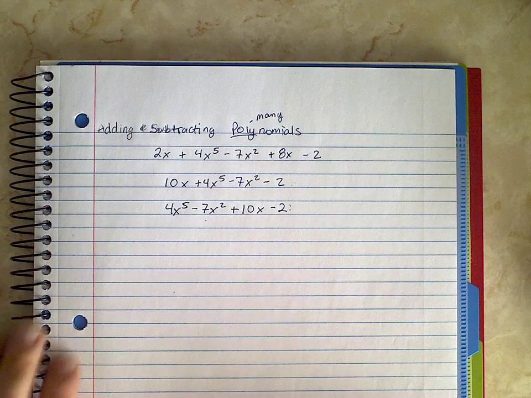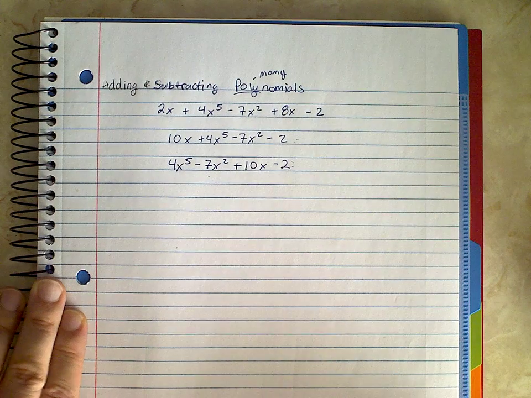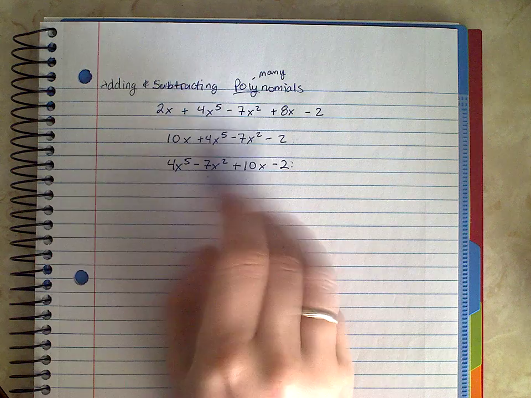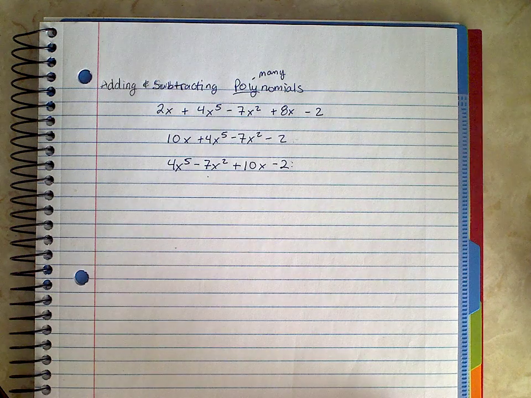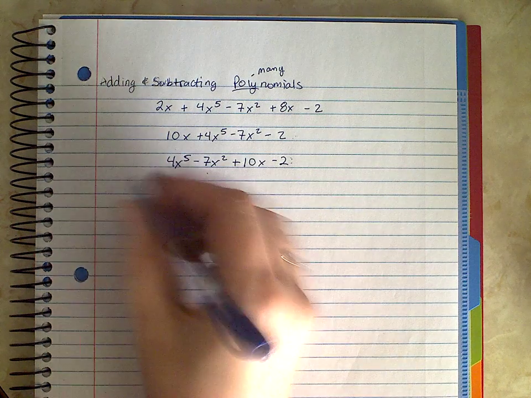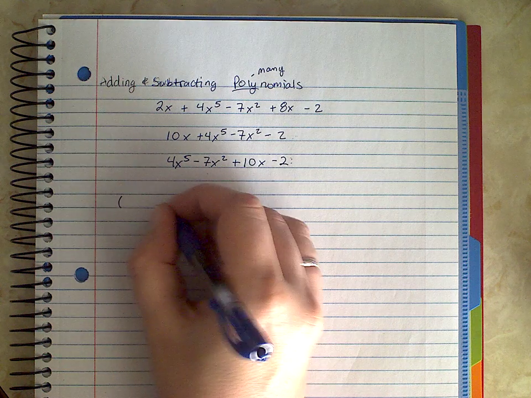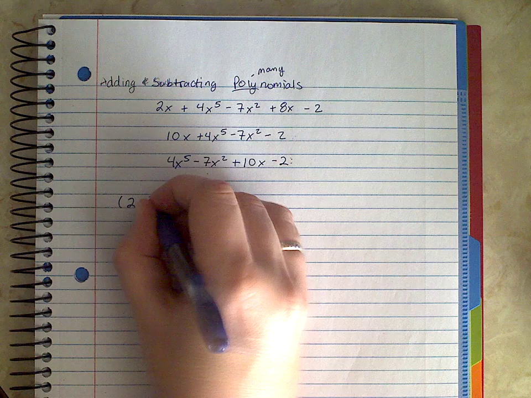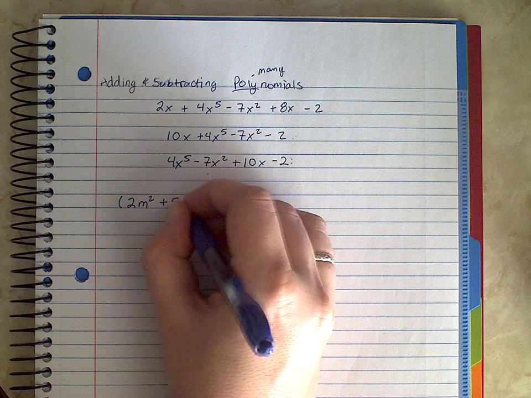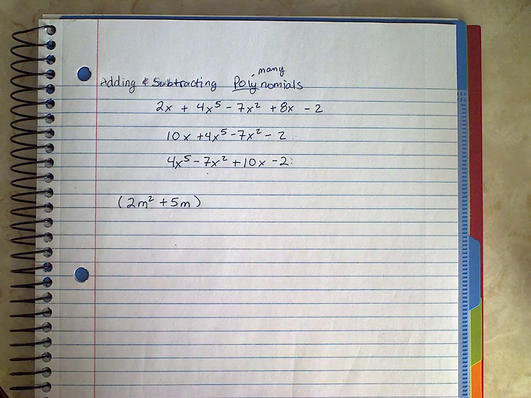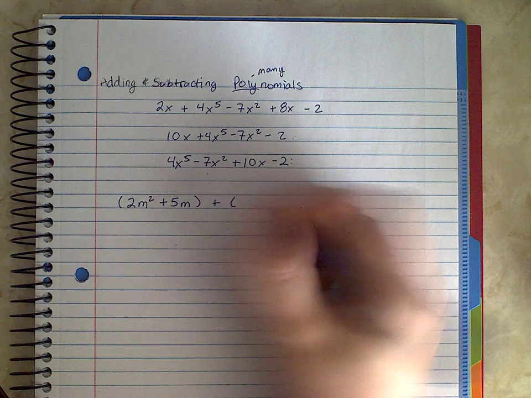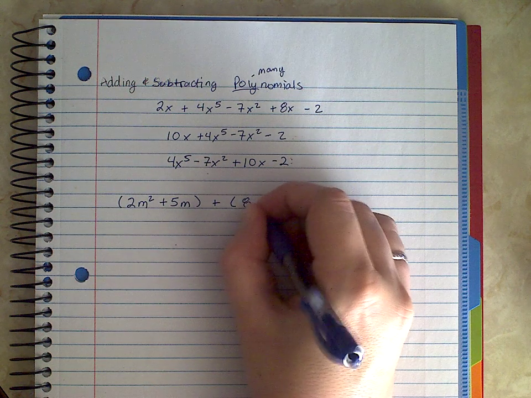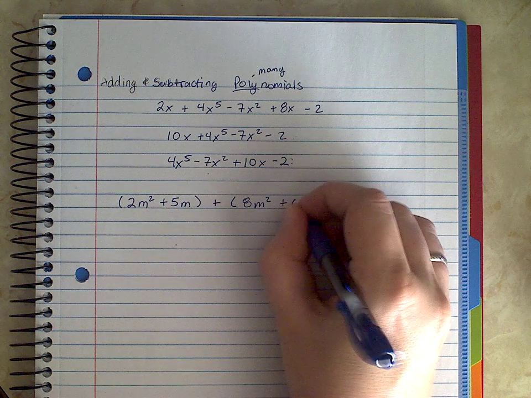Okay, so let's talk some more about what we're doing today. This is the key idea behind what we're doing today: we're adding things that have the same variable with the same power. Now, how that's going to look on today's assignment: if I have something in a set of parentheses, let's say 2m squared plus 5m, and I'm going to add that to another set of parentheses that's going to look like, let's say, 8m squared plus 6m.